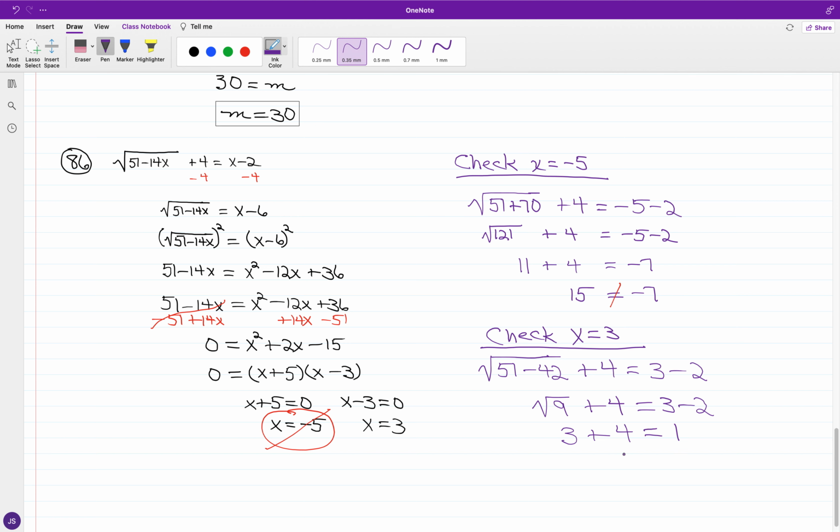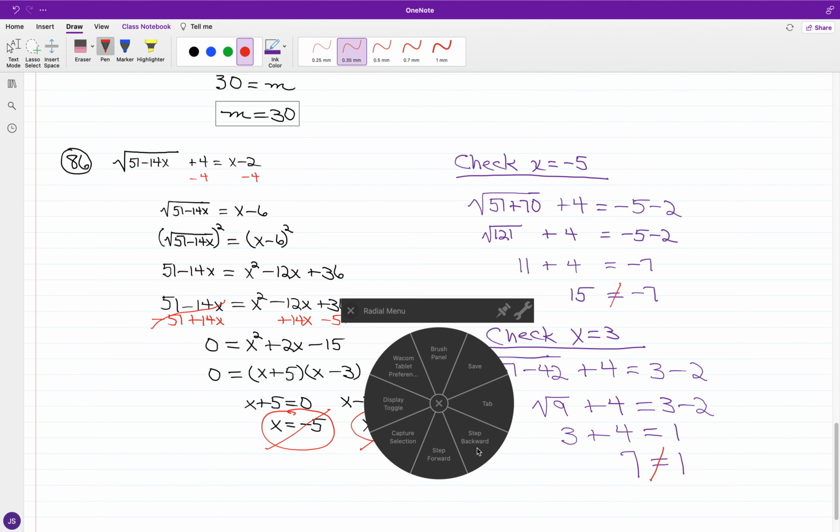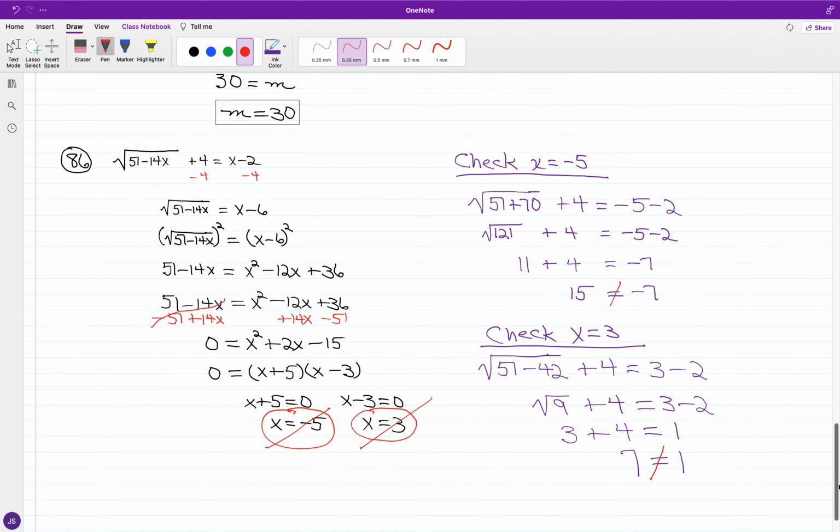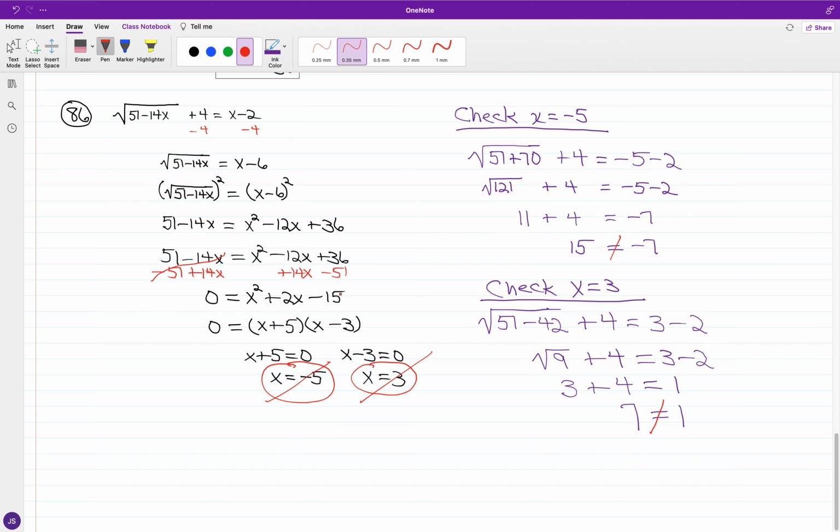And 3 plus 4 is going to be 7, which we have as a result on the left, and to the right we've got 3 minus 2, which is going to be 1. So we have another inconsistency, and guess what? Not only does negative 5 not check out, we also have 3 to also not quite pass muster. And so we could have had up to two solutions, but with both of these disqualified, we have for number 86, no solution.